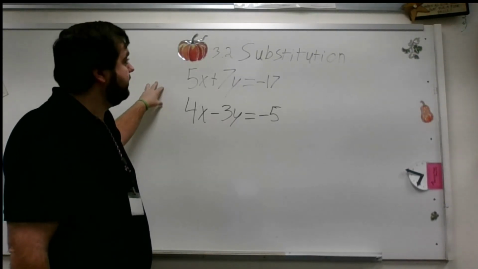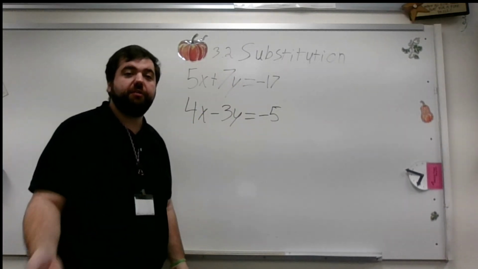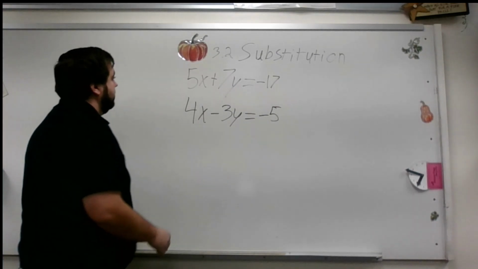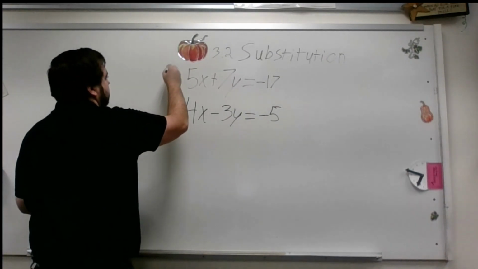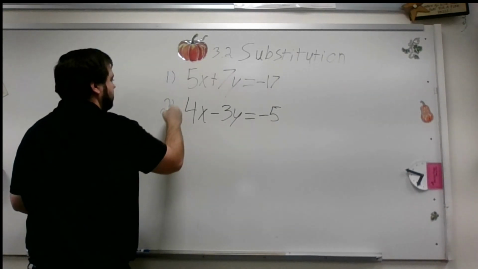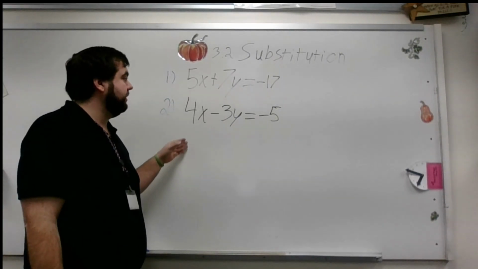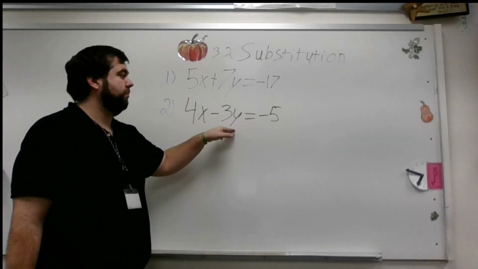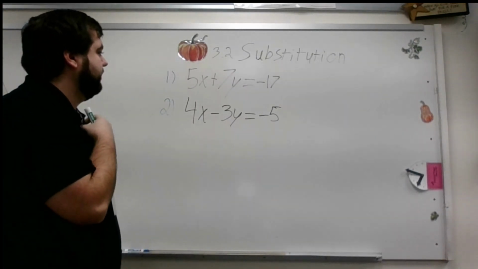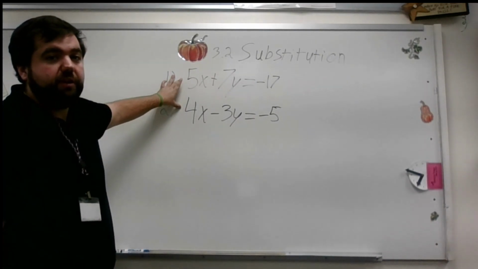Alrighty, guys. 3.2, we're talking about substitutions. We're still solving systems of equations, but now we're using substitution. Equation 1 is 5x plus 7y equals negative 17, and equation 2 is 4x minus 3y equals negative 5. What we're going to do first is pick a variable, either equation, and solve.